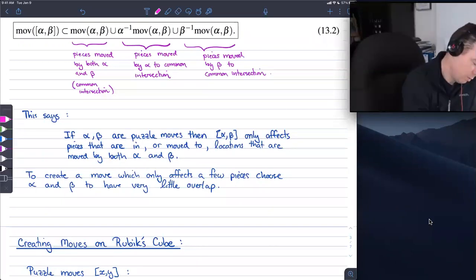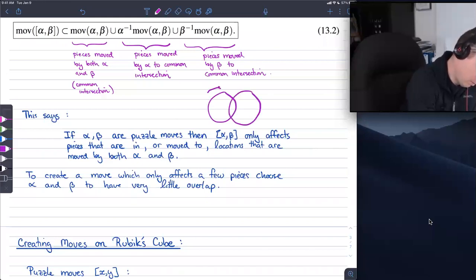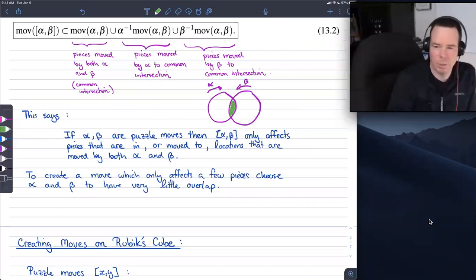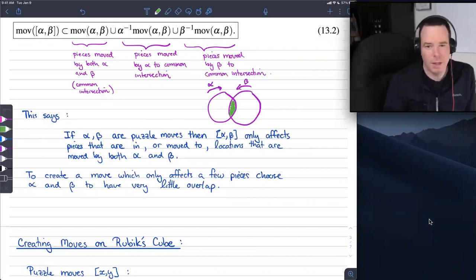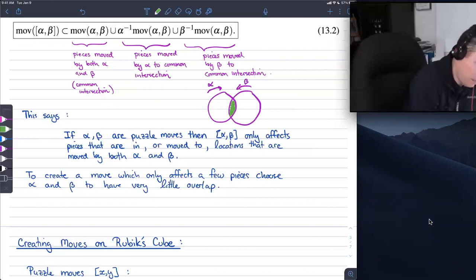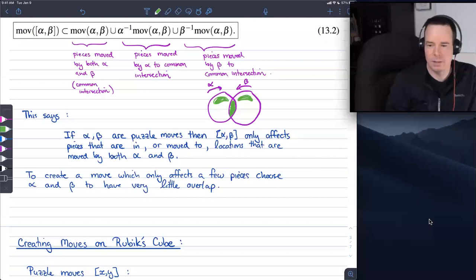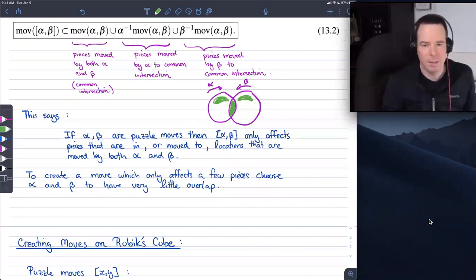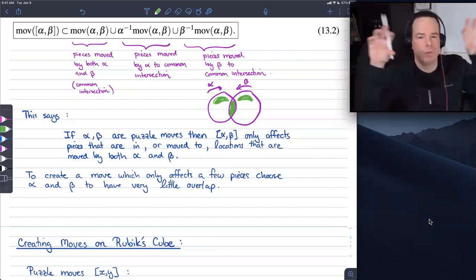So I'll draw the picture again. We've got our move alpha, our move beta. Here's the stuff in their intersection. So those are the positions that are affected by both. But the other positions that are affected are the things that alpha moves into those locations. So those would be these pieces here, and the things that alpha moves into those locations. Those are the things here. And those are precisely the only three collections of pieces that are going to get affected by the commutator. Things in the intersection and the things that move to the intersection.